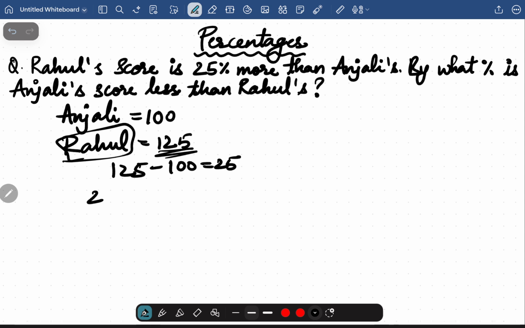So 25 by 125 into 100. It means 25 by 125 is 1 by 5, into 100. 1 by 5 is 20, and we know that it's 20%.